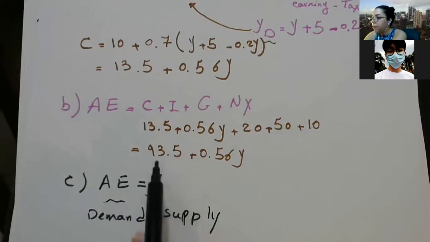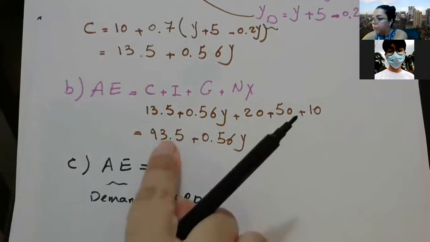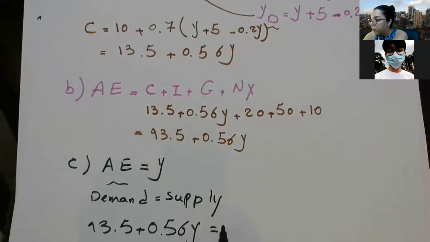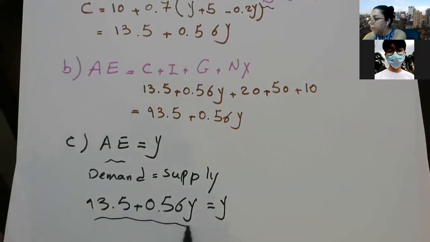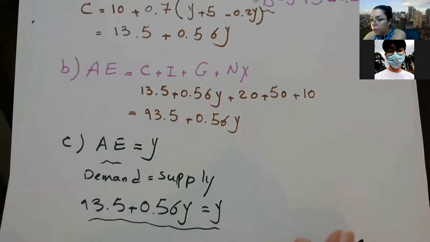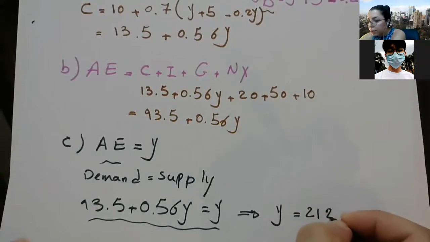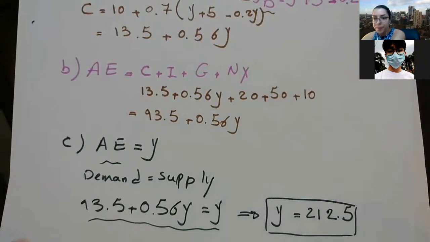So now we have the AE function. Again, simple replacement. The AE function is here, we just put it down there, equal to Y. That's all. So this is the equilibrium. Then from here, you have to calculate Y. So you calculate Y, the amount of Y is 2212.5. This is the equilibrium income.